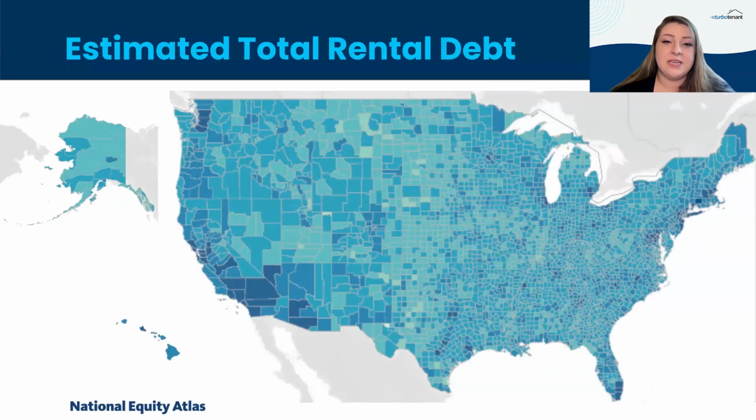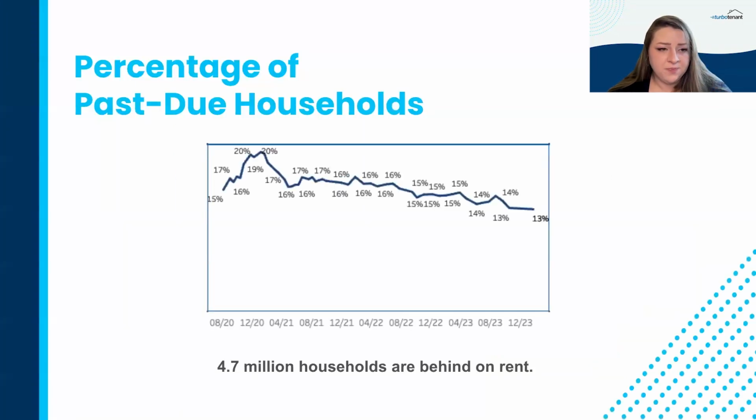But this helps you understand that this is a widespread problem, and even more so when we look at how families are impacted. So currently, or at least with the most recent data, 4.7 million households are behind on rent. This is also a chart from the National Equity Atlas. That 4.7 million household figure shakes out to 13% of American households. So while that's lower than the staggering 20% peaks we saw at the height of COVID, it's still a significant number of renter households past due.